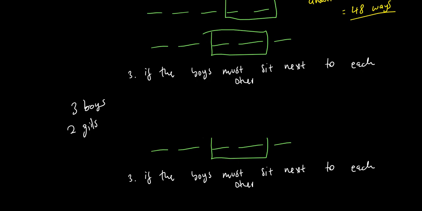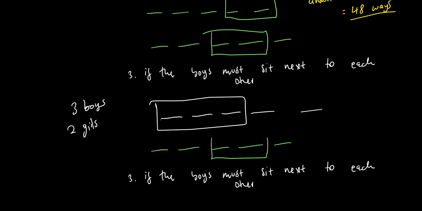Now, you're gonna have 5 spaces. 1, 2, 3, 4, 5. The boys must sit next to each other. How many boys do we have? We have 3. I'm gonna circle this box for the boys. This is for the boys.